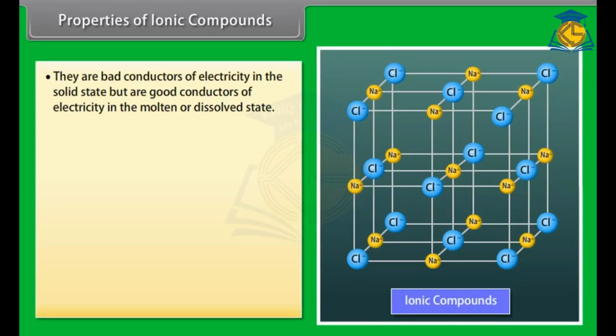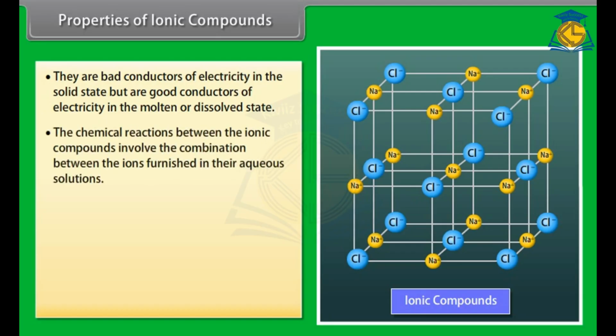Properties of ionic compounds. The common properties of ionic compounds are following. They are bad conductors of electricity in solid state, but are good conductors of electricity in molten or dissolved state. The chemical reactions between the ionic compounds involve the combination between the ions furnished in their aqueous solutions. Such reactions are called ionic reactions.